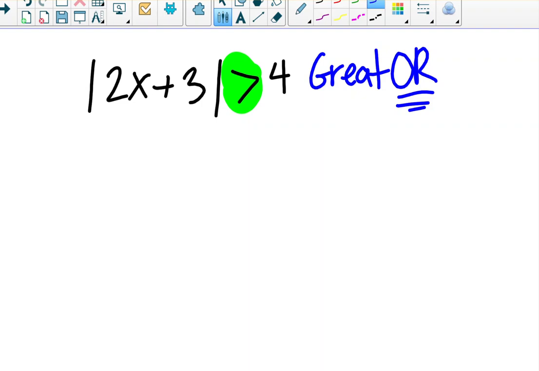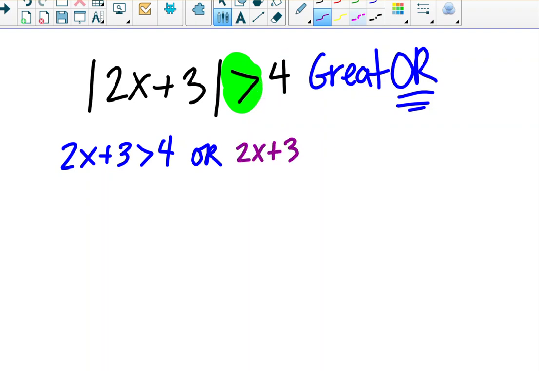So I know this is an OR problem, which means it's a union, so my solution can be solutions to either inequalities, which means I'm going to set this up as a compound inequality. So I need to write two inequalities down. For my first inequality, I'm just going to drop the absolute value bars and keep my greater than sign.